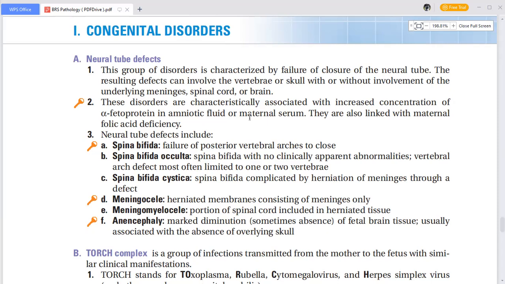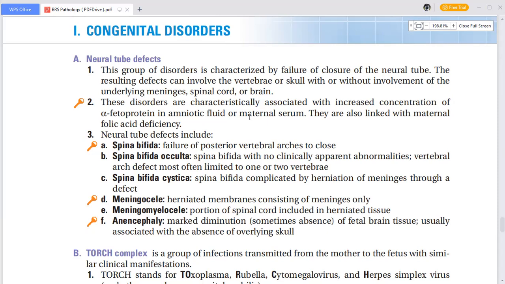So you have spina bifida, which is the failure of the posterior vertebral arches to cross. Spina bifida occulta is spina bifida with no clinically apparent abnormalities. At least in spina bifida, the posterior vertebral arches fail to cross. I think that's what is significant there. But if you talk about spina bifida cystica, if you check through the diagram, there's a tuft of hair, there's that small bulging, etc. So spina bifida with no clinically apparent abnormalities.